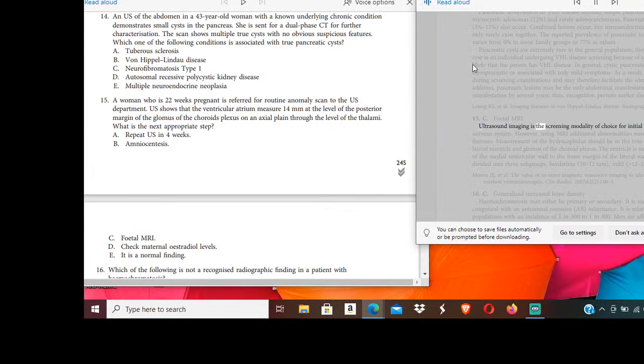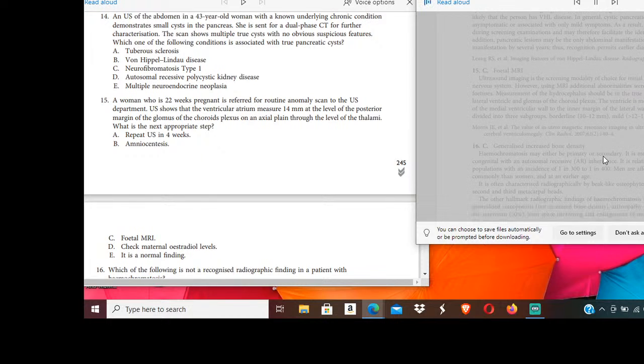Fetal MRI. Ultrasound imaging is the screening modality of choice for initial evaluation of the fetal central nervous system. However, using MRI, additional abnormalities were identified in 50% of the fetuses.